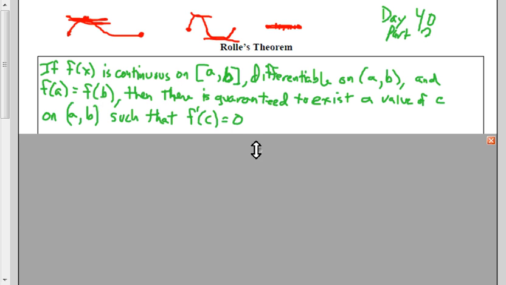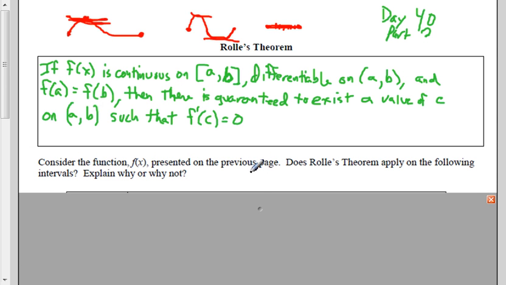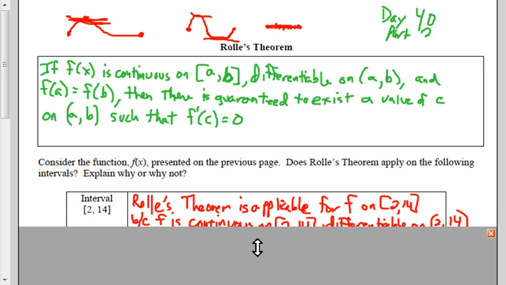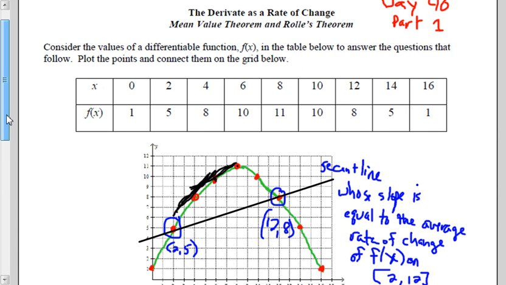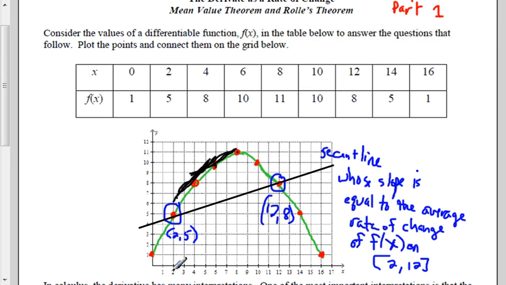All right, so we're going to look at the function that we just did. Does Rolle's theorem apply on the following intervals? Explain why or why not. Well, let's go back and look at that. On the interval from 2 to 14, first thing I want to look at is whether it's continuous from 2 to 14. Yes, it is. Is it differentiable on the open interval, not including 2 and 14? Yes, it is. And what are the values of the endpoints? At 2, the value of the function is 5, and at 14, the value of the function is 5.